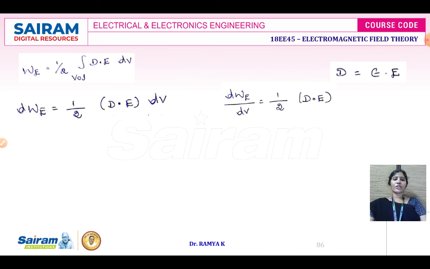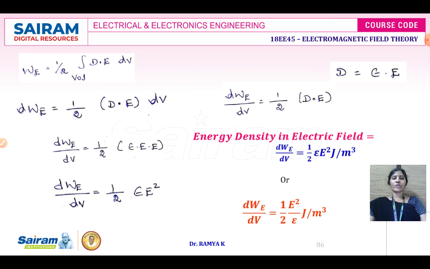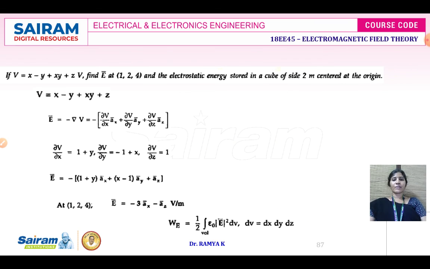This is nothing but your work done on a unit positive test charge. This is going to be your energy density. The energy density in an electric field is given as half epsilon E square. It is one of your very important, repeated derivations.